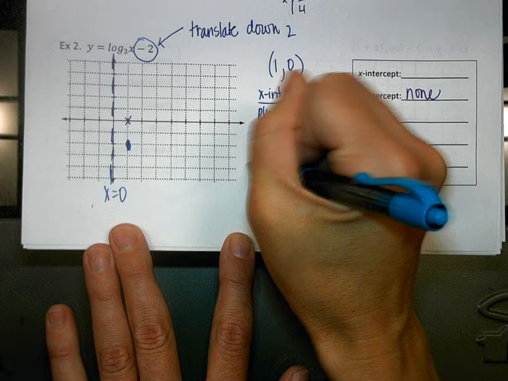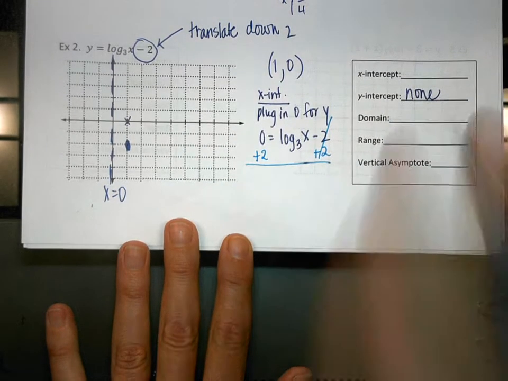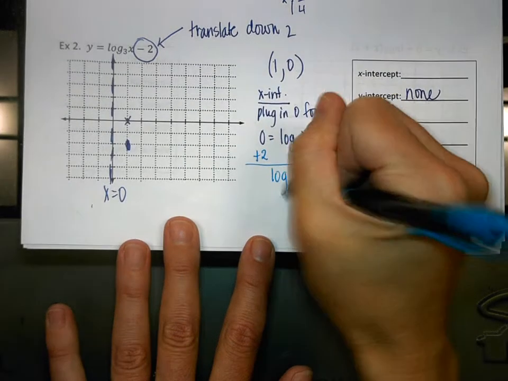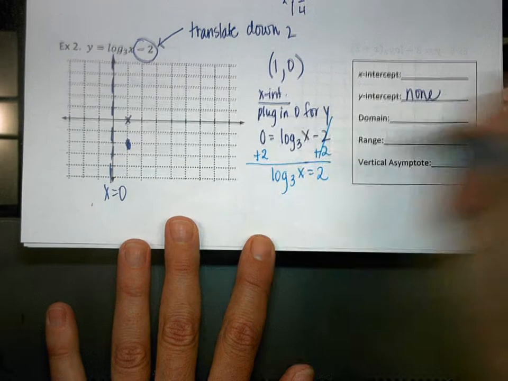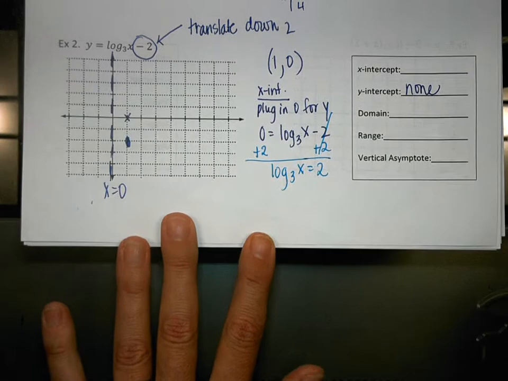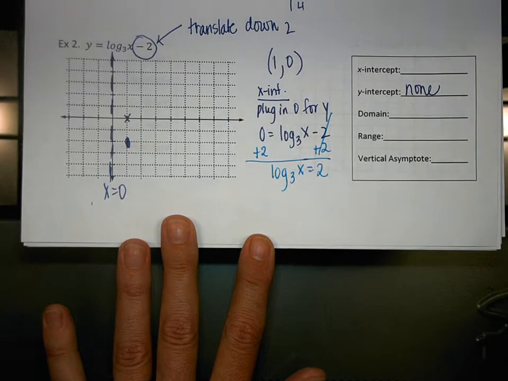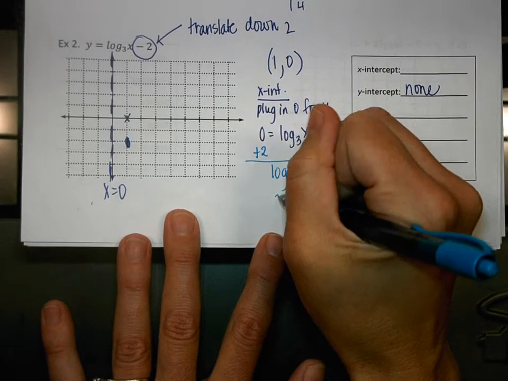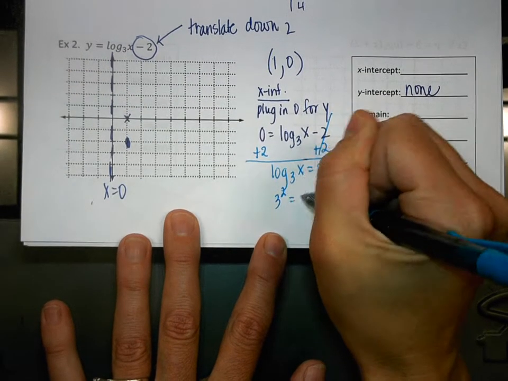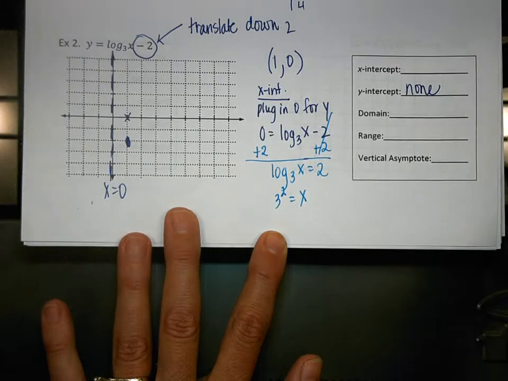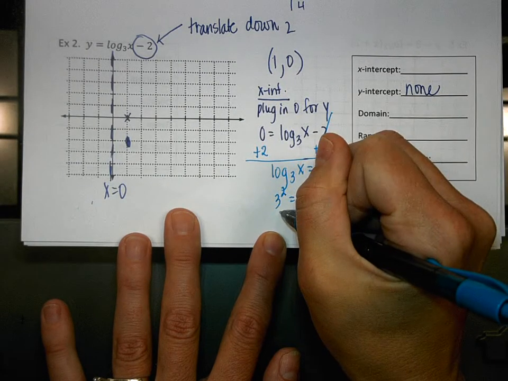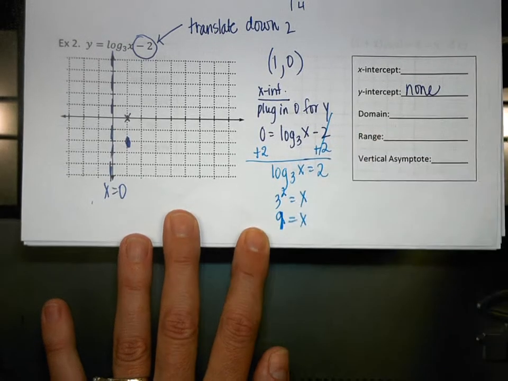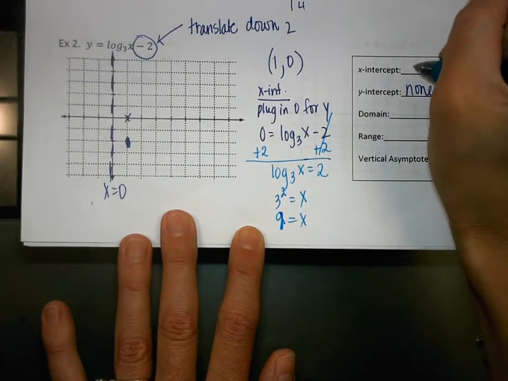Good. Okay, I'm going to rewrite this because I always like seeing the log on the left side. So once I add the 2 over, I'm going to rewrite this as log base 3 of x equals 2. Could you guys rewrite this in exponential form? How would I rewrite it? 3 to the second power equals x. So what does x equal? 3 to the second power is 9. 9 equals x. So therefore, my x-intercept is what ordered pair?